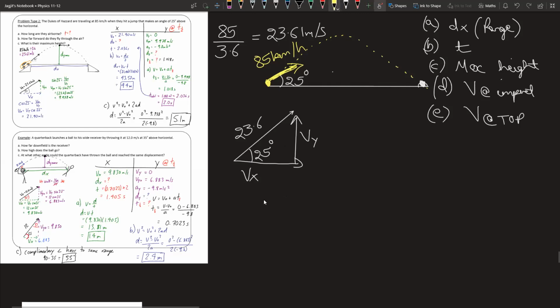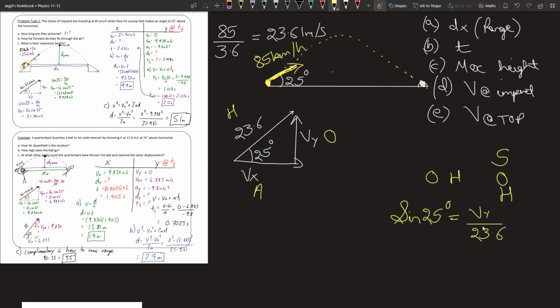Now how do we do that? Well, this is the angle that's given to you, so this must be my opposite, this must be my adjacent, and this is my hypotenuse. So guys, look at this. You have the hypotenuse, you have the angle, and let's say you're trying to find Vy first, which is the opposite. That means you want to use the ratio which uses O and H. If you remember your SOH CAH TOA, which ratio uses O and H? That's SOH, so you're going to use sine theta. Sine 25 equals opposite, which is your Vy, over your hypotenuse, which is 23.6.